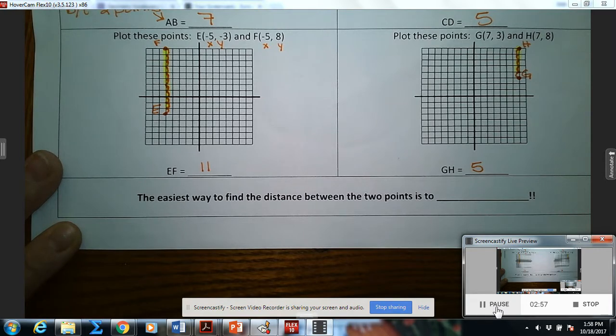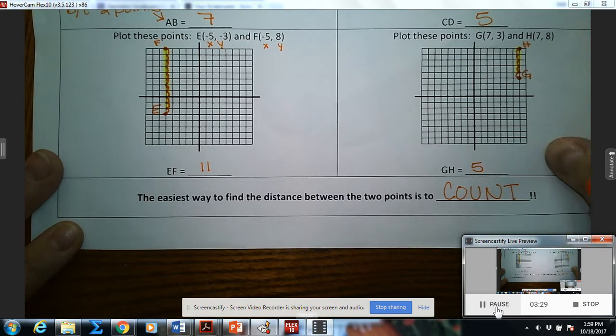If we did not get the same thing, then you need to stop where you are and come ask a question, because we really can't move forward until you understand how to plot points and find the distance of a horizontal or vertical line. In fact, the easiest way to find the distance between these points is to count. We don't need any special formula. We don't need anything geometric at all. All we really have to be able to do is plot the points and count.